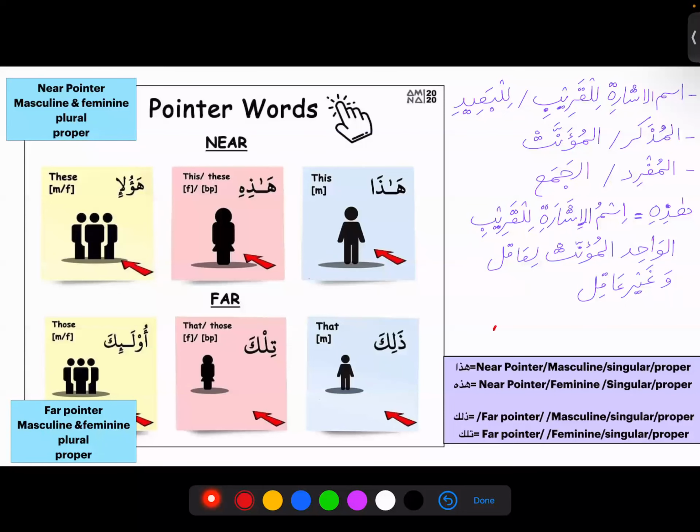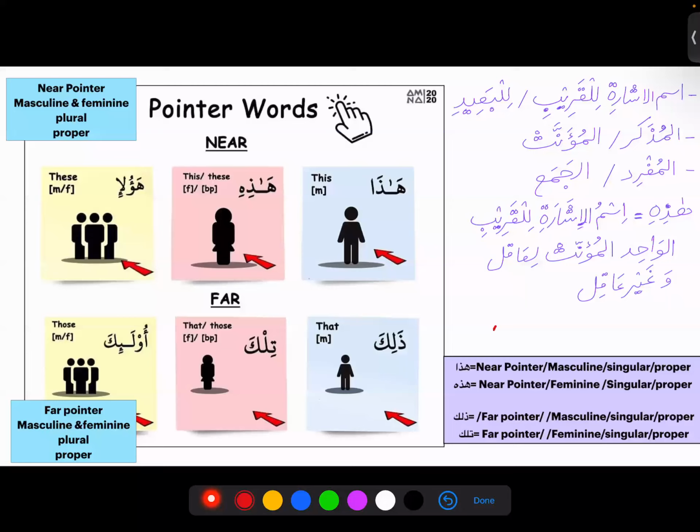Status, we cannot tell. Why can we not tell the status of this haza here? Doesn't show. It doesn't change. Exactly. They are mabni. They are stubborn. They are not going to show their rafa status, nasab status, or jar status. How are we going to recognize it? From the context. Yeah, the context is going to help us out. So we will read the sentence and then the context is going to tell us what role this hada is playing. So we are not going to worry about status right here.